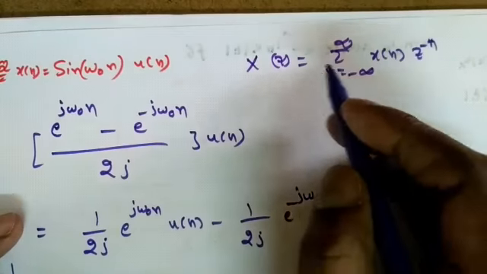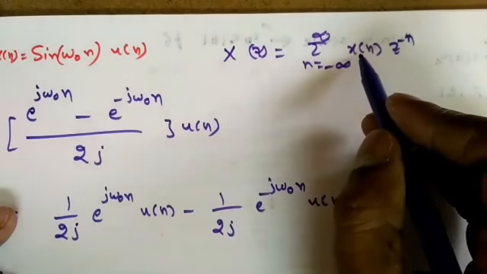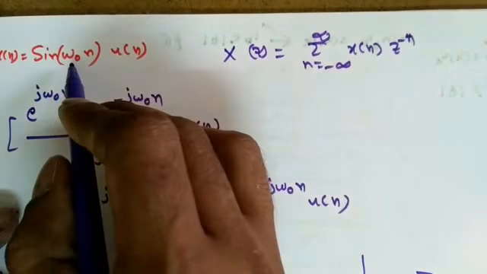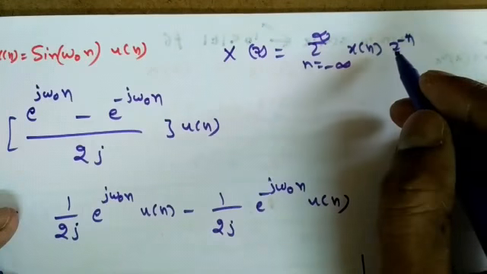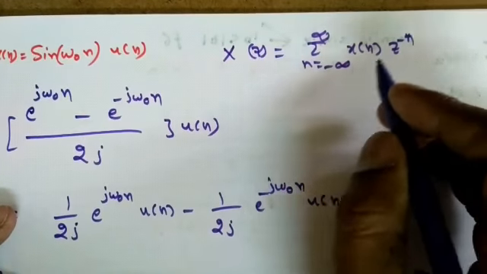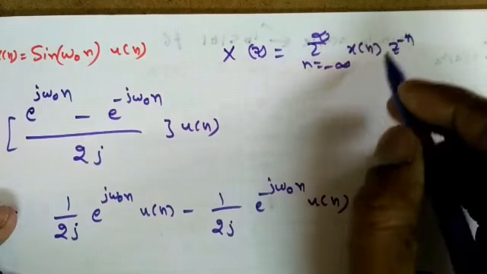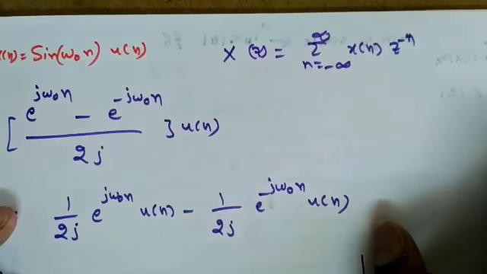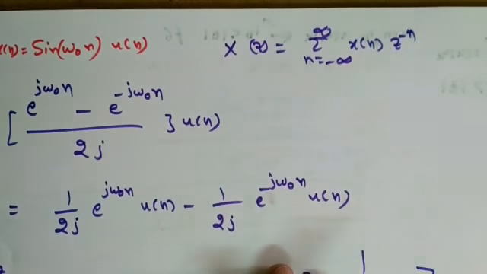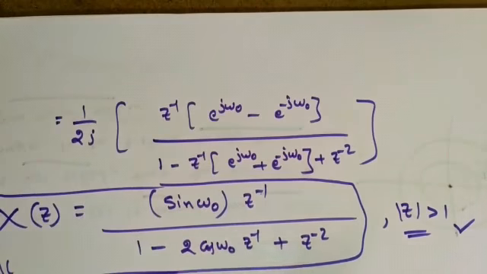If we follow this procedure, it is very complex. We get x of n in place, we will get sine e power j omega naught, etc. Then we have to use the formula of the summations 0 to infinity a power n, that is 1 by 1 minus a, etc. So it gets complex, but using these properties we get it very quickly. So that is about this problem.